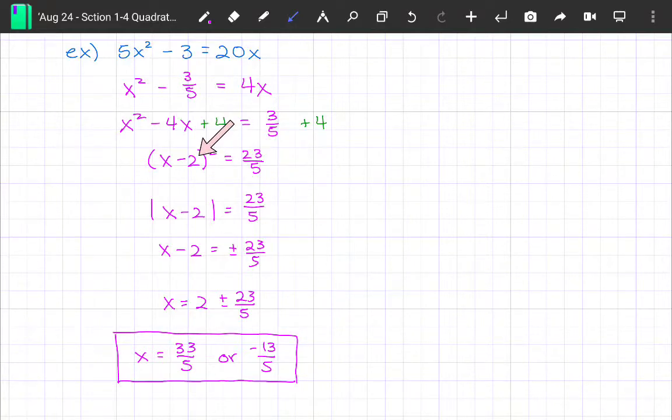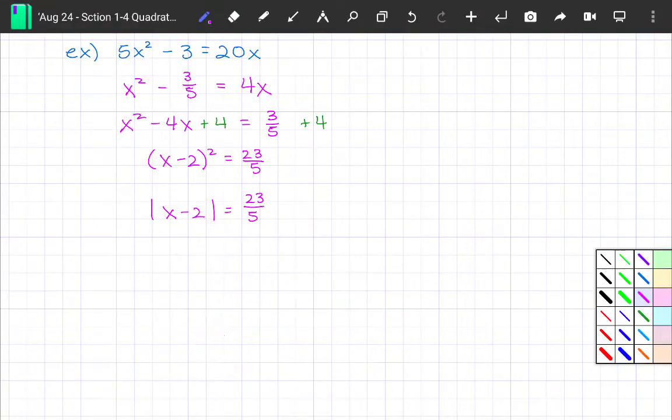Then we take the square root of this side, we get the absolute value. Oh no. I didn't take the square root of both sides. Silly me. Hang on. We're going to fix this problem together. I'm going to get rid of all this. See, we're all human. We all make mistakes.